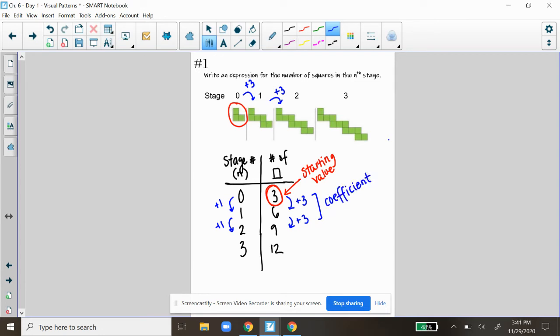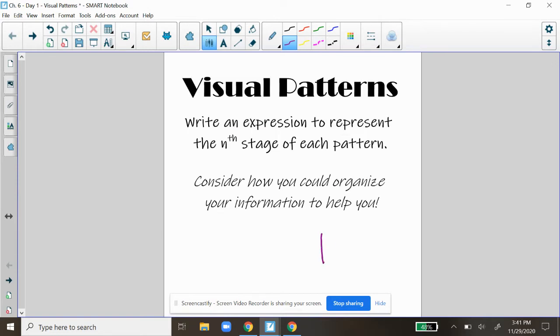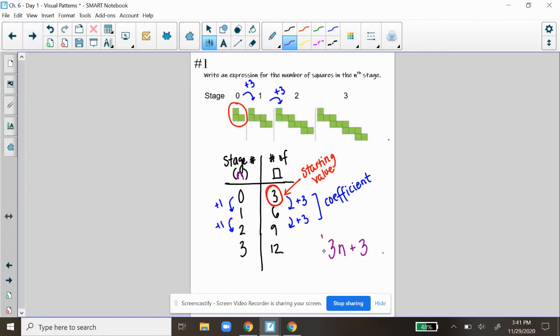So we now need to write an expression. We need to remember using n, our variable n, which is going to represent our stage. So the expression is going to become 3n plus 3. And I know that there are 2 3's here, but I'm going to help you understand which one is which.